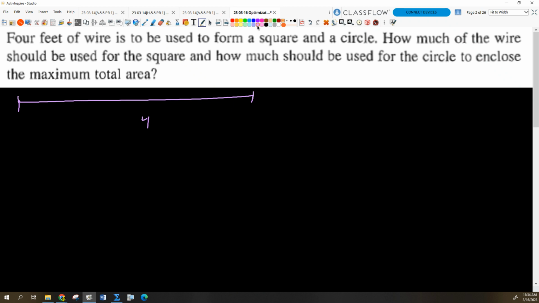What's our variable going to be? And when you think about the variable, the word vary is important here. What's the thing that we can vary or control? The only thing that we can control in this whole problem. It's the only thing we can control.